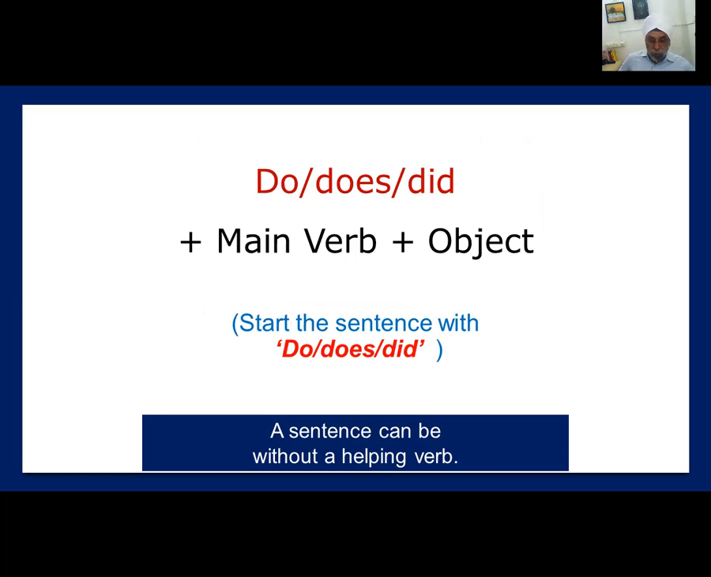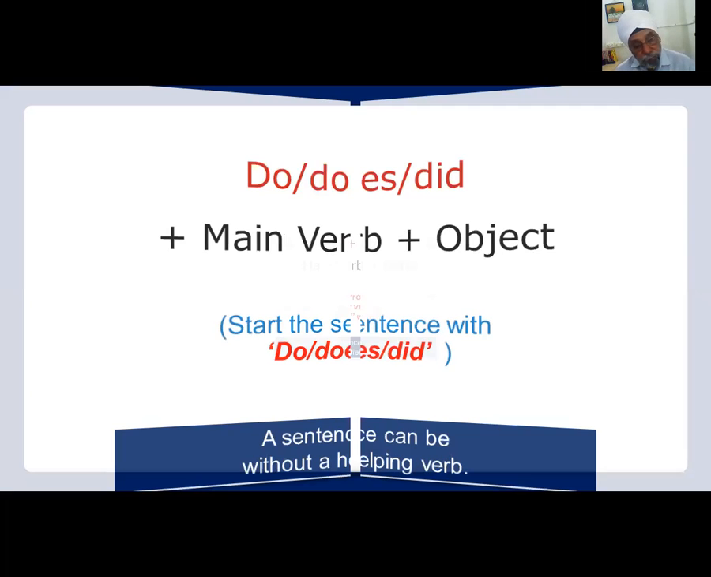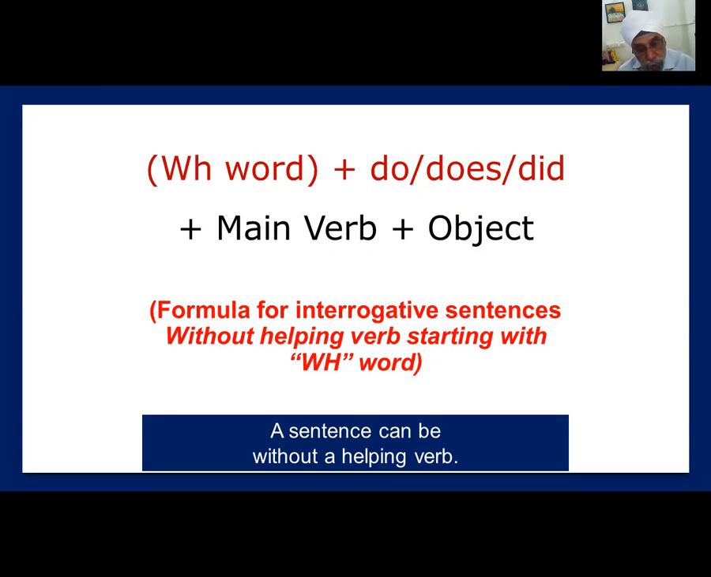The formula says move the helping verb out. Now, as present simple and past simple tense sentences do not have a helping verb, we have to first add a helping verb from our side, and that can be only one of the three words: do, does, or did. In present simple tense, we add do or does. In past simple tense, we add did. So, WH word plus do, does, or did plus main verb plus object. So that is the formula of an interrogative sentence without a helping verb starting with a WH word.